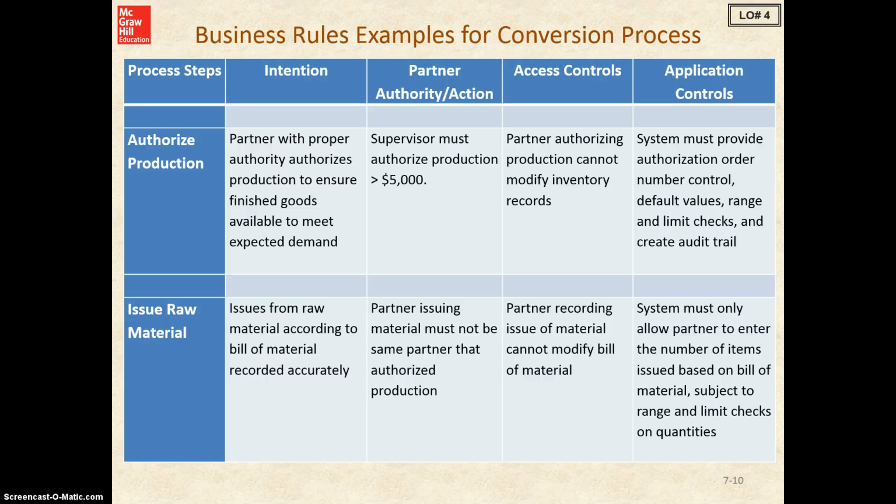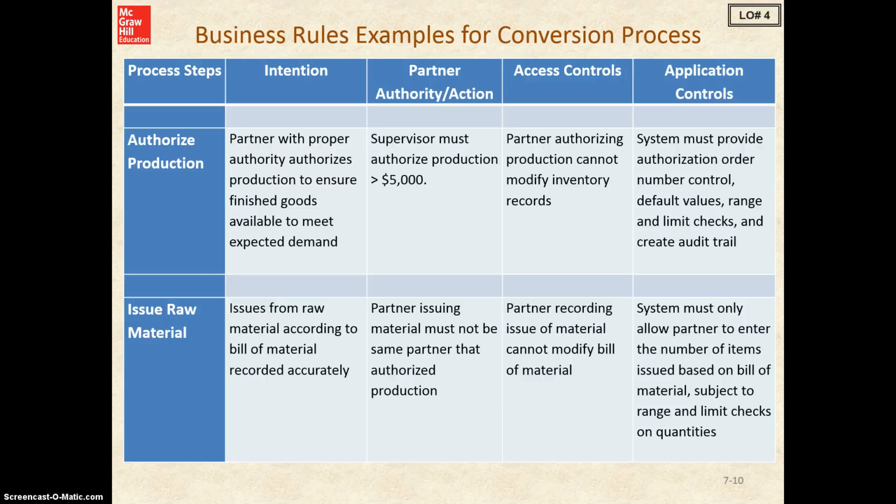What about for issuing raw material? Our goal is to issue raw material according to the bill of material, recorded accurately. So the partner issuing material must not be the same partner that authorized production. This is a segregation of duties issue, as are all the partner authority actions. Our access control is that the partner recording the issue of material cannot modify the bill of material.